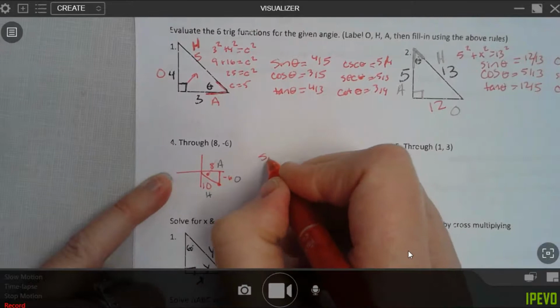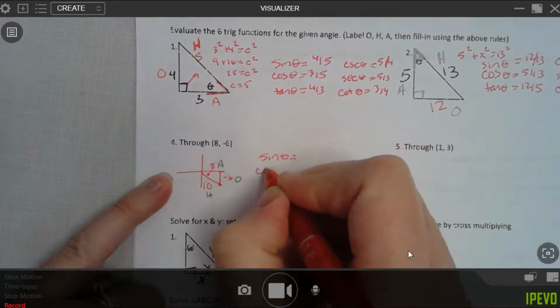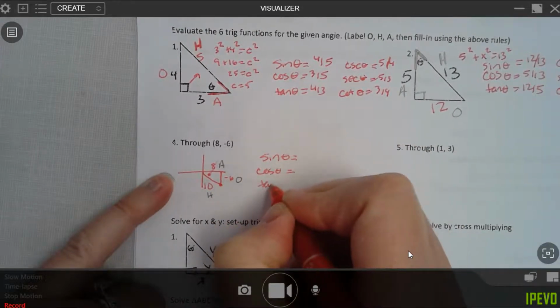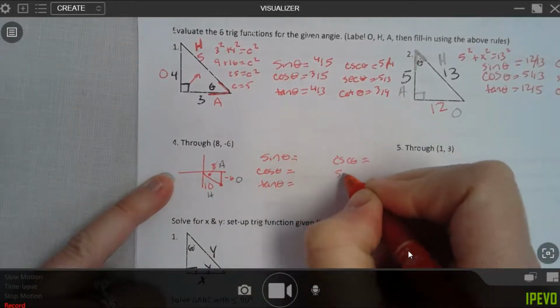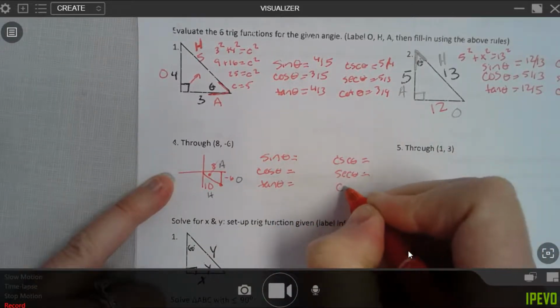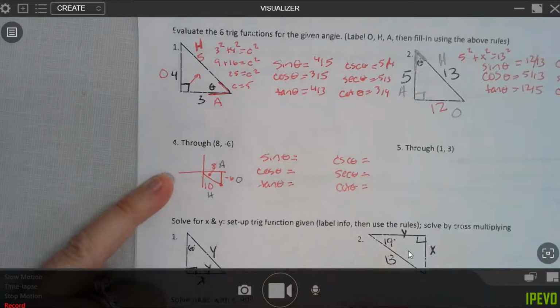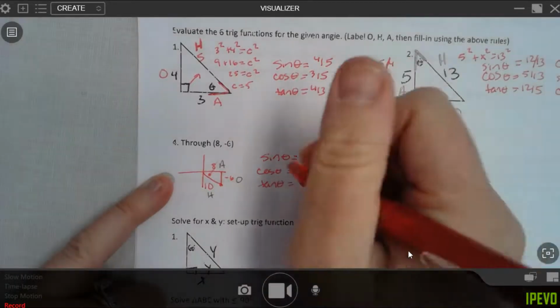So then you're going to do sine of my angle. All right, so make sure you guys are trying to fill this out on your own. So pause the video if you need, and then come back to make sure you're right.